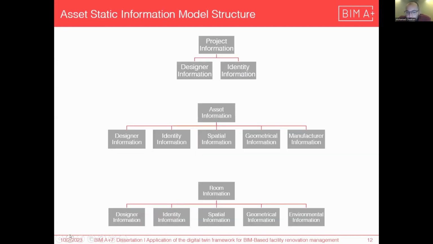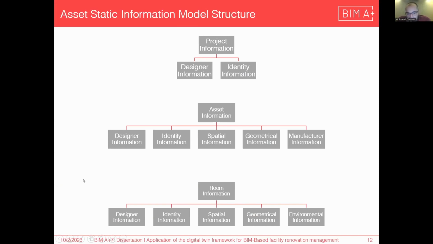This was followed with developing the structure of the static information model. The static information model is the BIM model. And so the structure was broken down into three main parts, which is the project information, the asset information, and the room information. And each one of these was subsequently broken into more parts, such as the asset information requires designer, identity, spatial, geometrical, and manufacturer information, and similarly for the room.